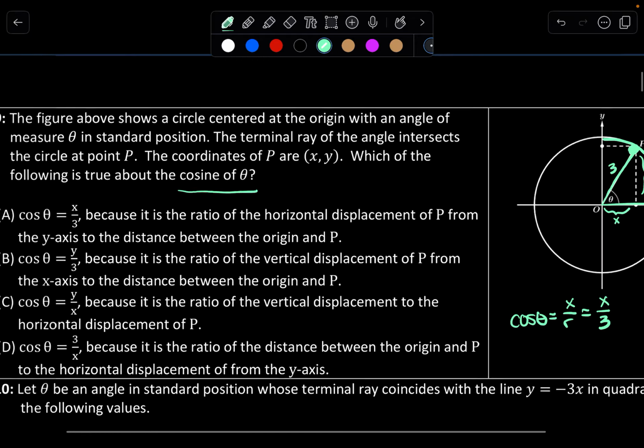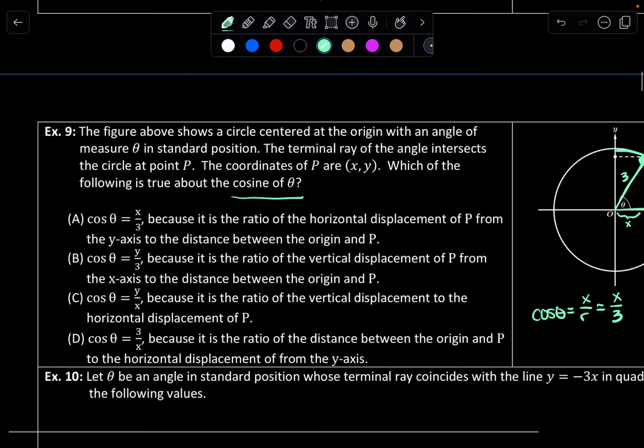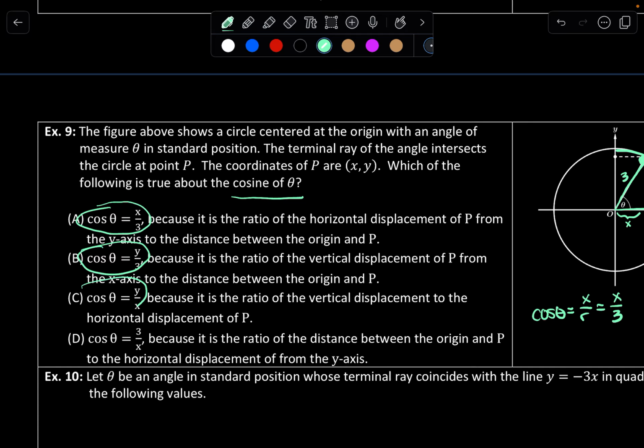So now I'm going to check my multiple choice. Now, they have a description for each one, but if I just focus in on this, cosine theta equals x over 3, y over 3, y over x, 3 over x, I can see that this is the only one that truly follows SOHCAHTOA, which is CAH, which is cosine is going to be adjacent over hypotenuse, which is x over 3. Okay, so the true answer for this one is going to be A.